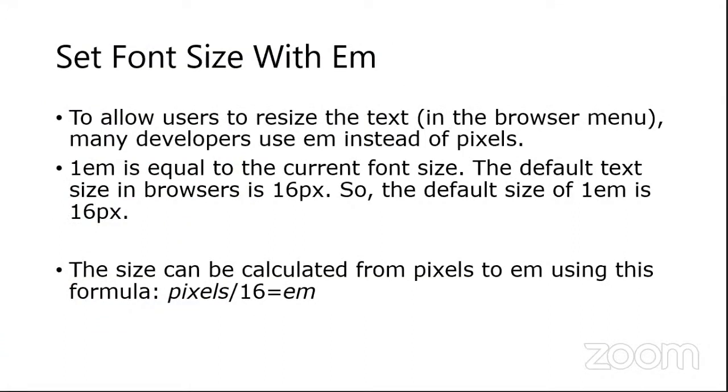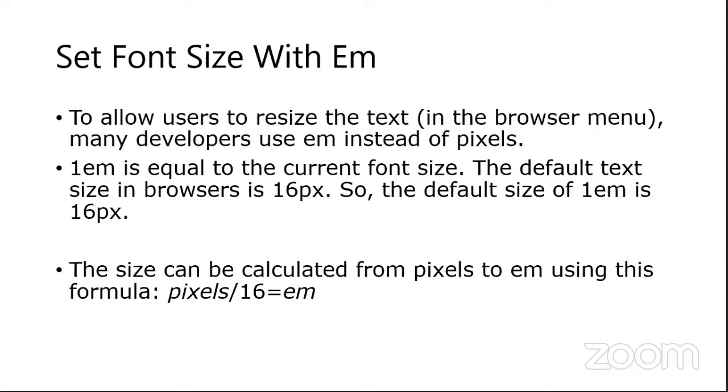Set font size with em. What is em? It allows users to resize the text in the browser menu. Many developers use em instead of pixels. One em is equal to the current font size. The default text size in browsers is 16 pixels, so the default size of 1 em is 16 pixels. So 1 em is 16 pixels by default.